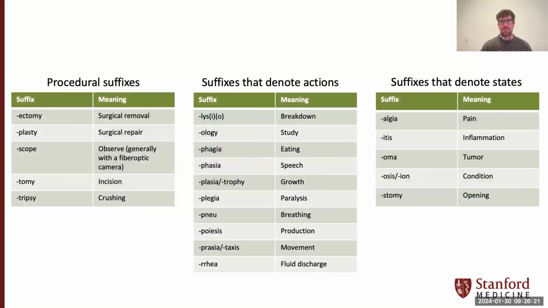And so here we just have a breakdown of the major types of suffixes used. In general, they can be procedural, denote actions, or they can denote states. And then there are also many others that aren't fully captured here, but I think this is a good start to get us rolling.